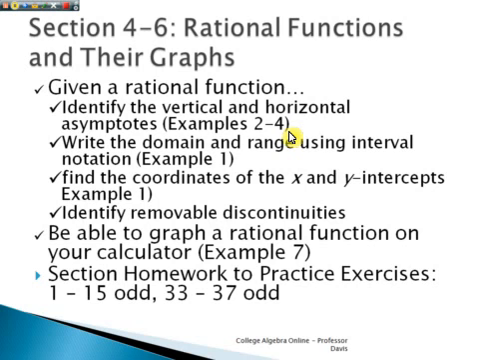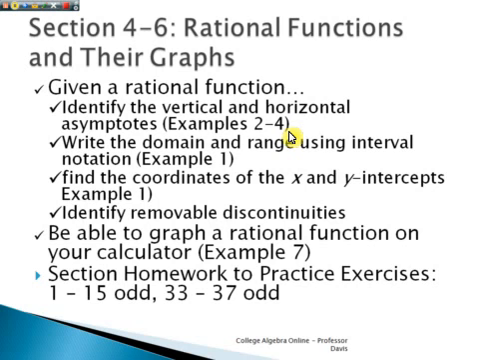And then we want to be able to find the coordinates of the x and y intercepts. Finding the y-intercept is easy. We simply evaluate f of 0. To find the x-intercepts for a rational function, we want to find the values that make the numerator of the rational function equal to 0, but keep the denominator of the rational function non-zero.